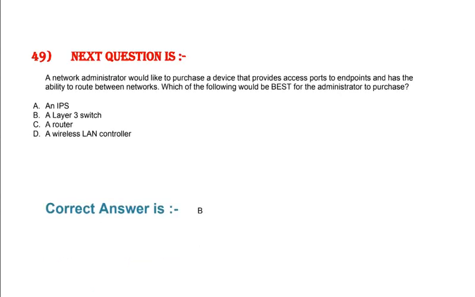Question is, a network administrator would like to purchase a device that provides access ports to endpoints and has the ability to route between networks. Which of the following would be the best for the administrator to purchase? Option A, an IPS. Option B, a layer 3 switch. Option C, a router. Option D, a wireless LAN controller. Correct answer is option B.